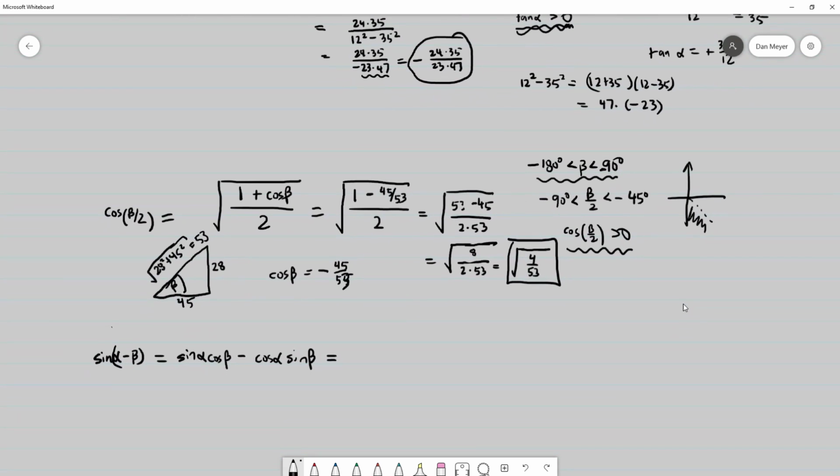All right, so let's see. We need sine of alpha to finish this up. We need sine of alpha and sine of beta, and cosine of alpha, and cosine of beta we already know is negative 45 over 53. Sine of beta, again, beta is between negative 180 and 90 degrees. Going backwards, we're in the third quadrant. So sine of beta is going to be negative, and using our triangle here, negative 28 over 53.